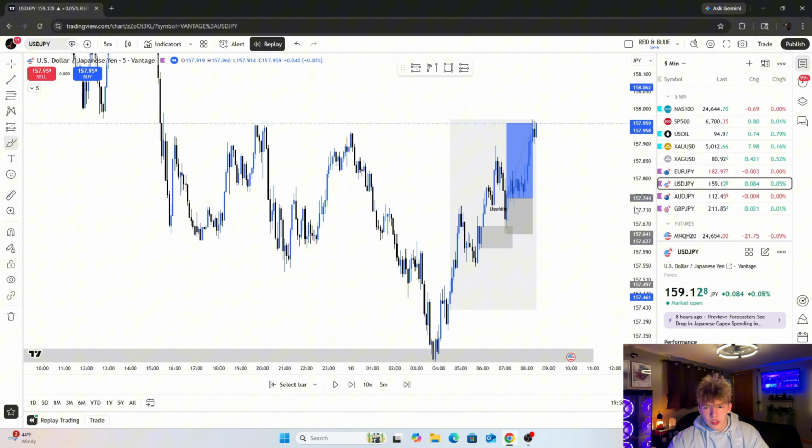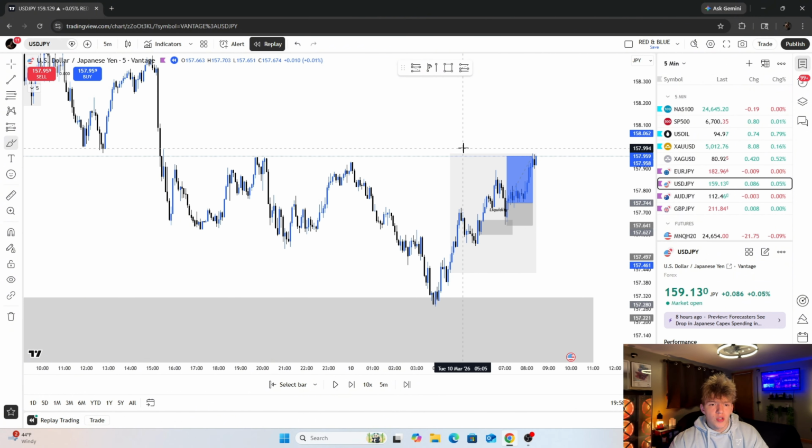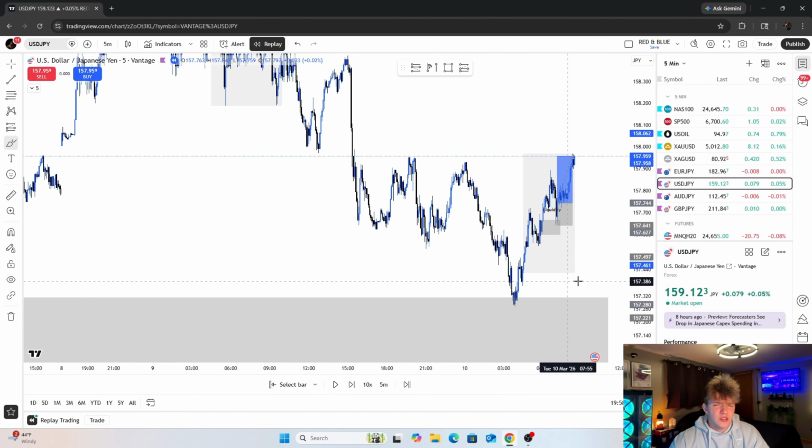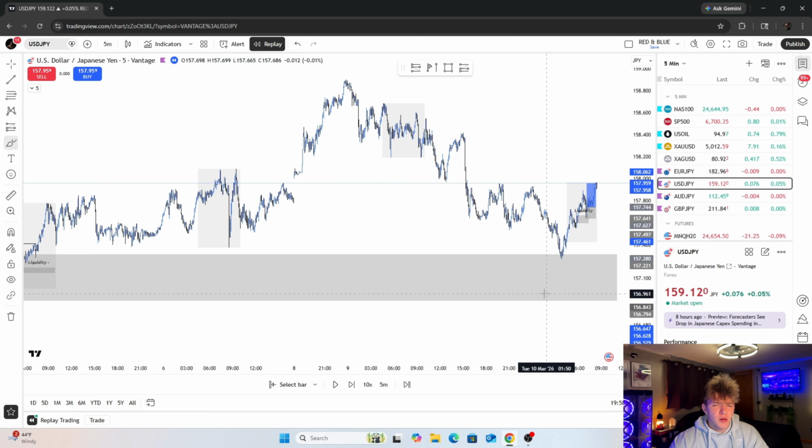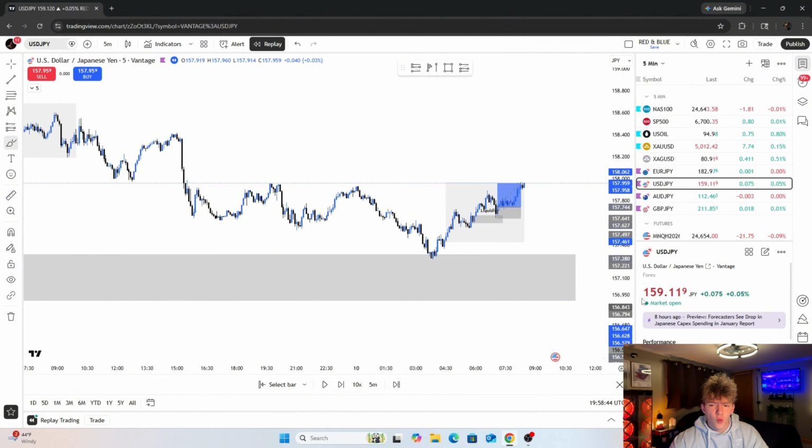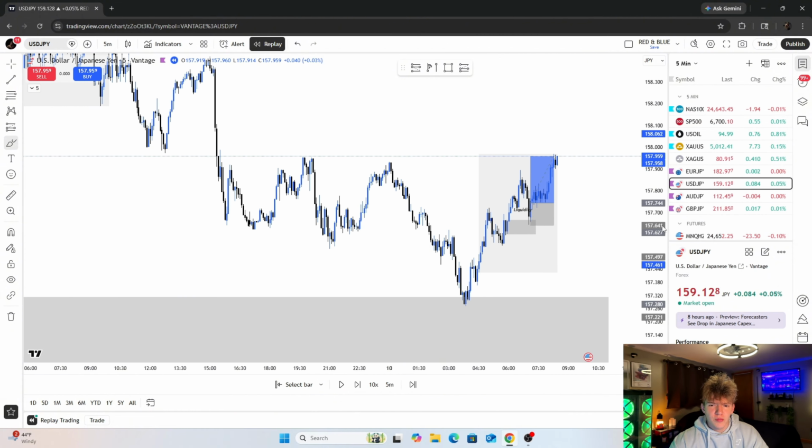Some of the stuff I use points the other direction, anyone can look at this, but on the higher time frame, we're reacting from an order block on a higher time frame. So we know we're going to find support here, and we're going to get some internal bullish movement from it.